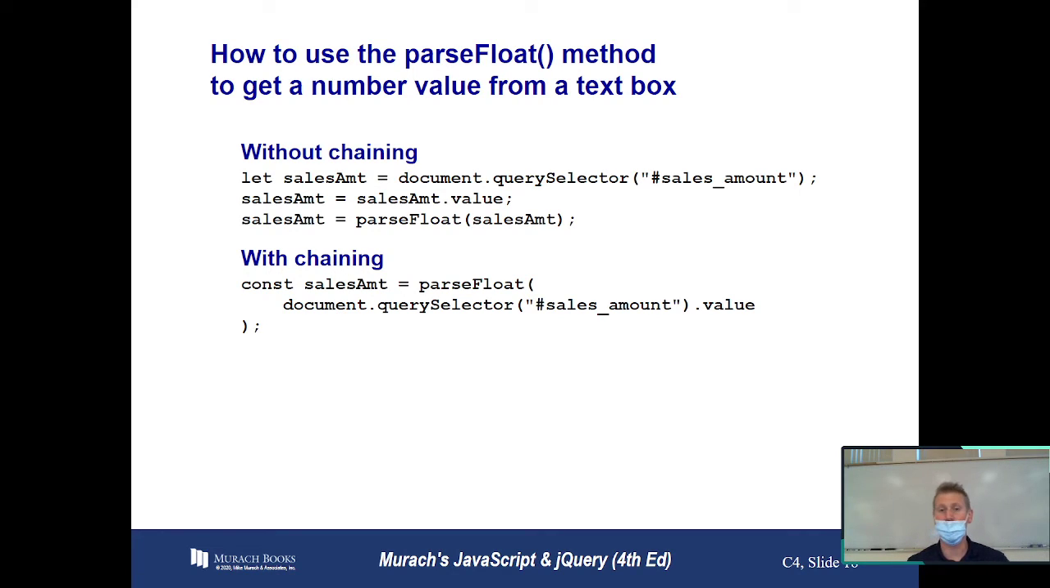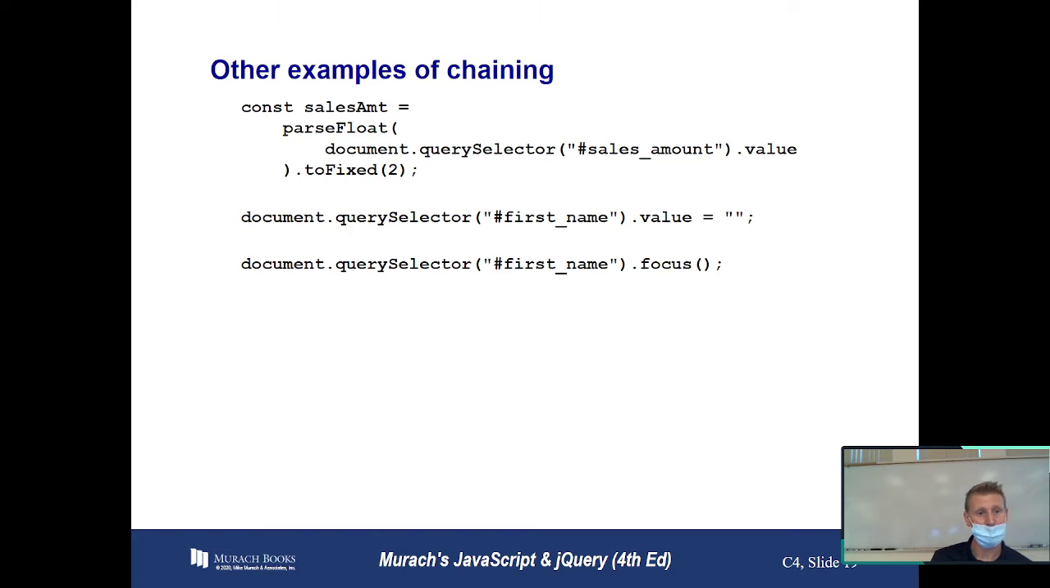Okay, the value belongs to a text box object. The parse float belongs to the window object. Like where all these pieces are coming from. Now we can maybe understand it a little better. toFixed comes from our number, right? So we're parsing float, which comes from window, the value, which comes from text box. It's a good example of chaining a bunch of pieces together, right?